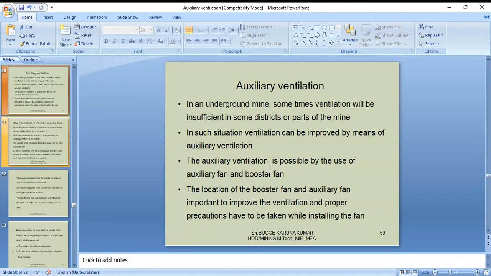In an underground mine, sometimes ventilation will be insufficient in some districts or parts of the mine. In such situations, ventilation can be improved by means of auxiliary ventilation. Auxiliary ventilation is possible by use of an auxiliary fan and a booster fan. The location of the booster fan and auxiliary fan is important to improve the ventilation, and proper precautions have to be taken while installing the fan.